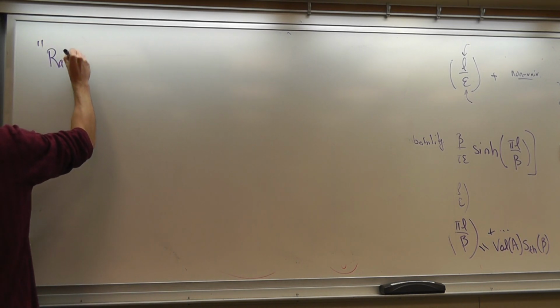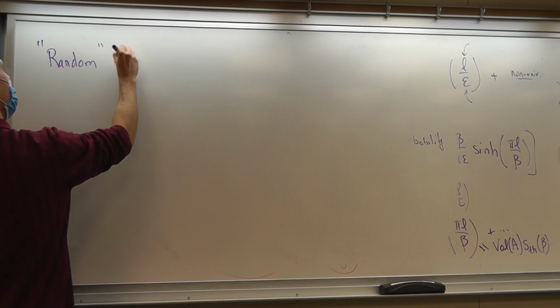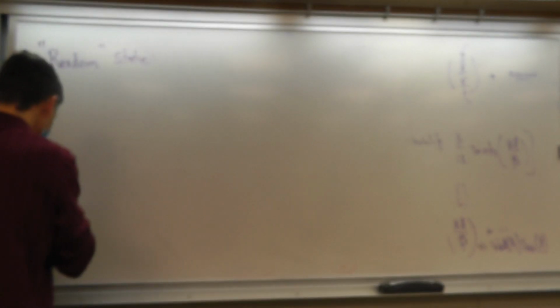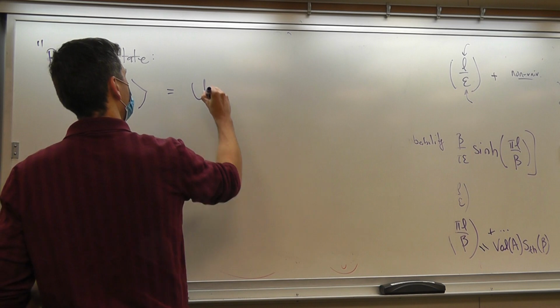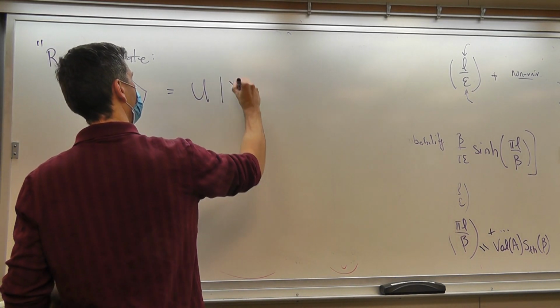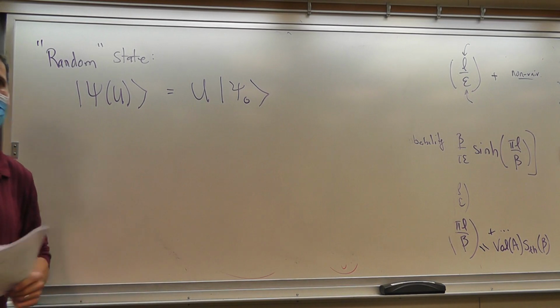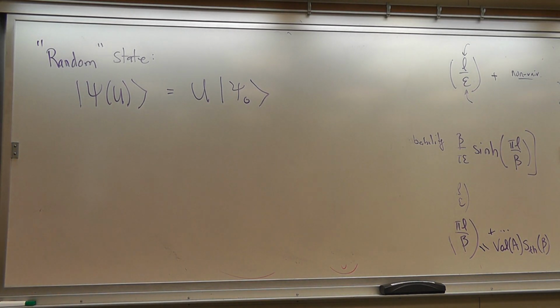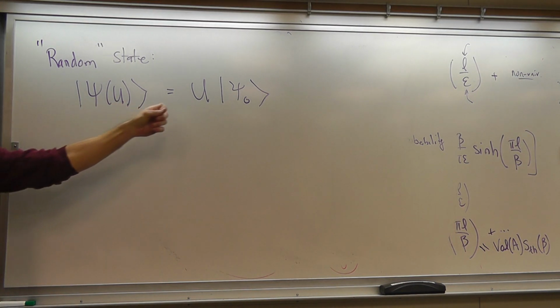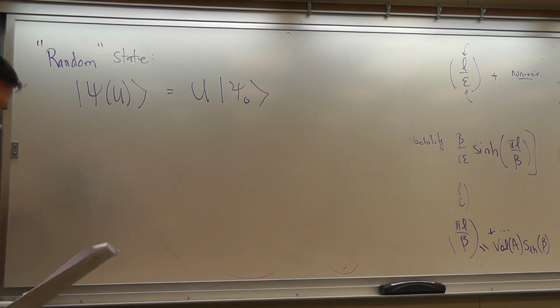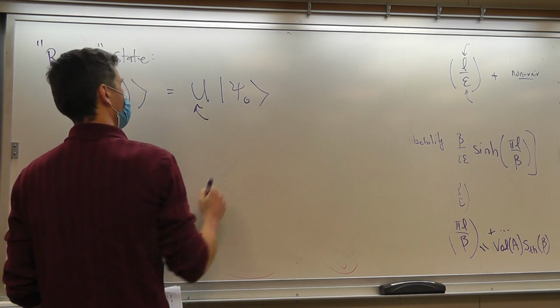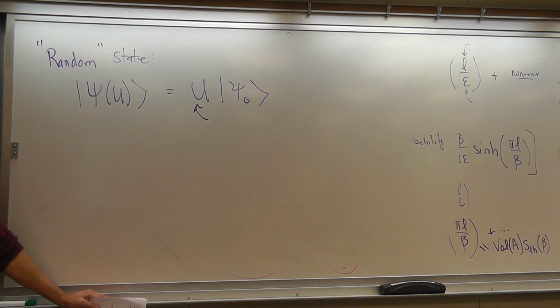Now we're going to consider random states. So a random state, I'll write as psi of u, which is a unitary operator u acting on some reference state. The reference state is going to drop out. It's not going to matter. Just pick your favorite reference state and act on it with a unitary. This defines psi of u. And when we talk about random states, we're going to choose a random unitary.